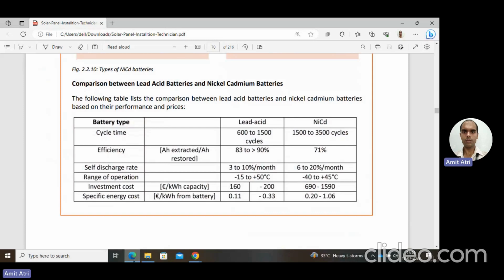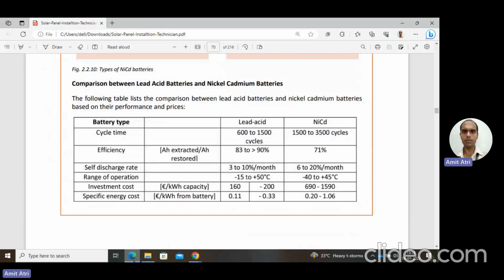Okay, so ampere hour extracted to ampere hour restored. It is 83 to 90% for lead acid battery, and nickel cadmium is 71%. Self discharge rate is 3 to 10% per month for lead acid battery and 6 to 20% per month for nickel cadmium. So self discharge is less in case of a lead acid battery. The range of operation is minus 15 to 50 degrees Celsius, whereas in nickel cadmium battery, it is minus 40 to 45 degrees Celsius.